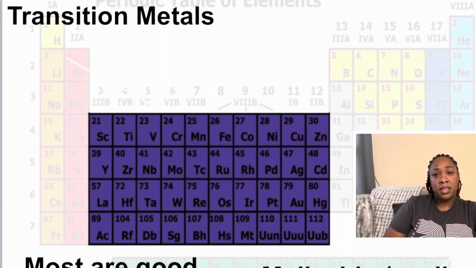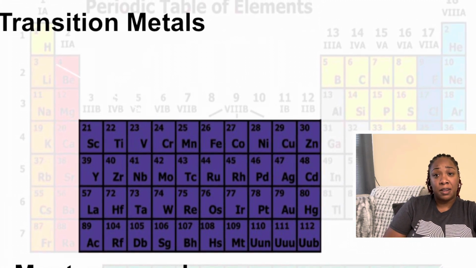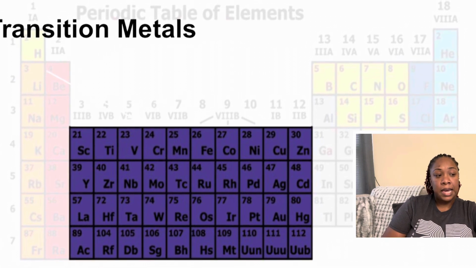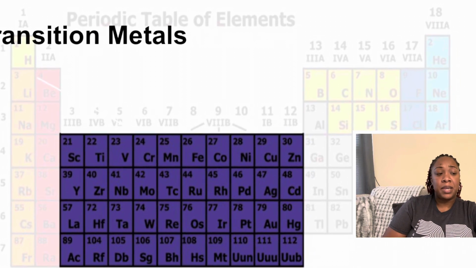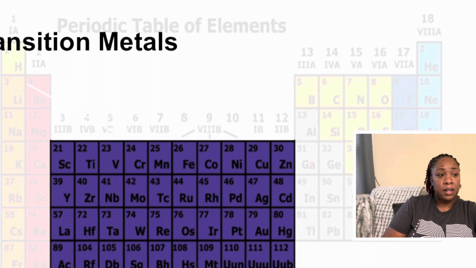In the middle, this huge chunk right here, they're referred to as the transition metals. Most of them are good conductors of electricity. They're malleable, which means they're easily bent, and they can be easily hammered into sheets or wires.